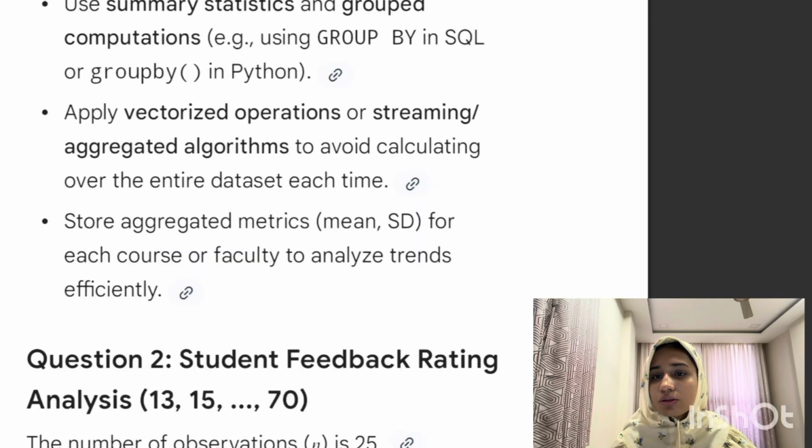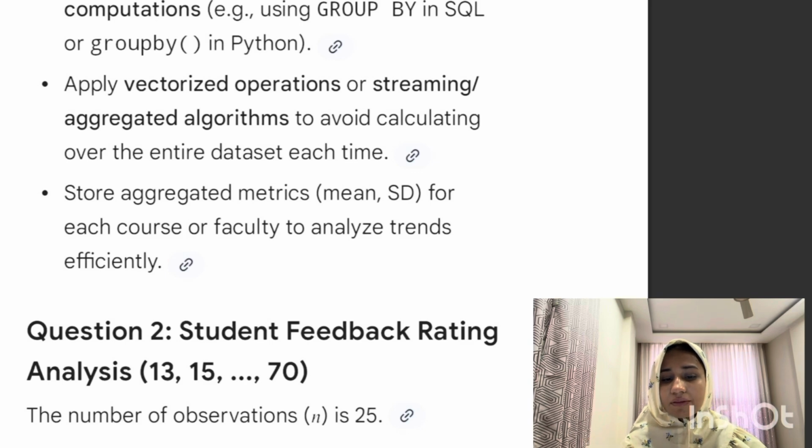We apply this to avoid calculating over the entire set each time. Applying it again and again over a large data set is not possible, so we use these methods. The third is to store aggregated metrics like mean and standard deviation for each course or faculty, to analyze trends efficiently.